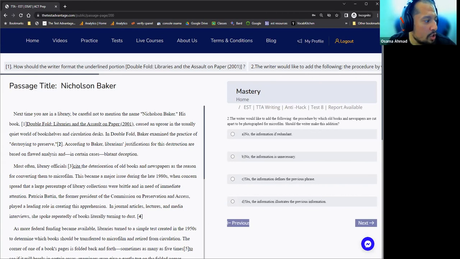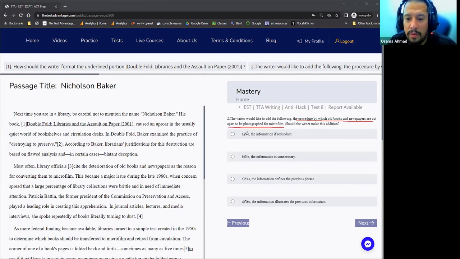Jomana? Question number two. The writer would like to add the following: The procedure by which old books and newspapers are cut apart to be photographed for microfilm, right? Should we add this? Well, يا جماعة احنا بنركز على السبب, number one. If we add or delete, right? We focus on the reason, the answer choice. Number two, or number one, برضو, right?